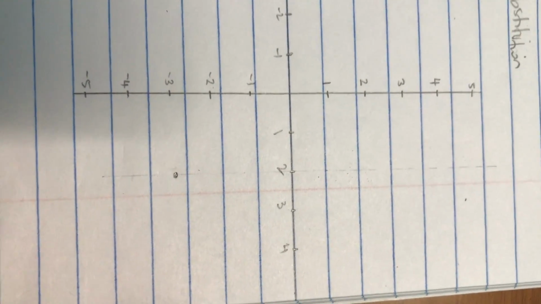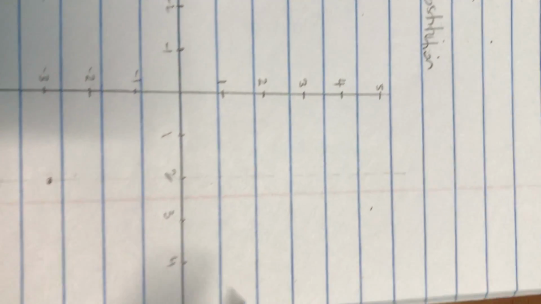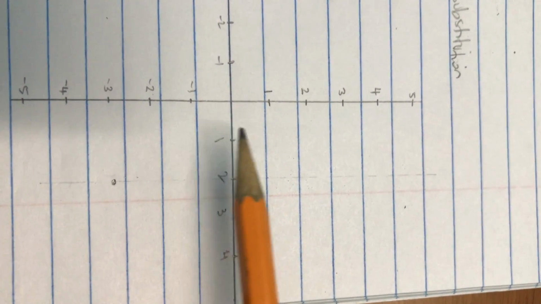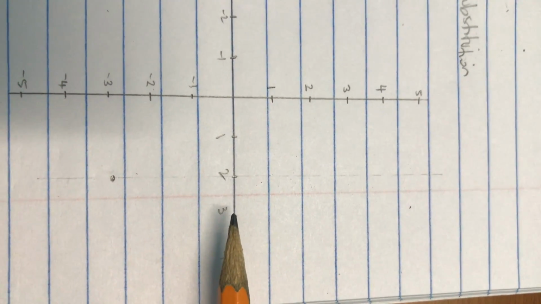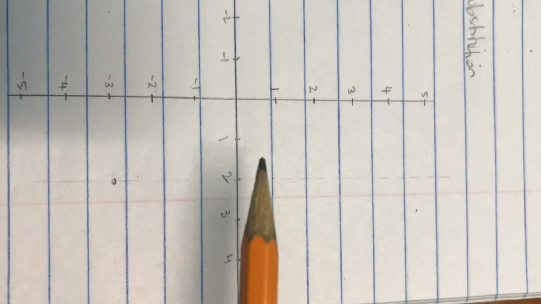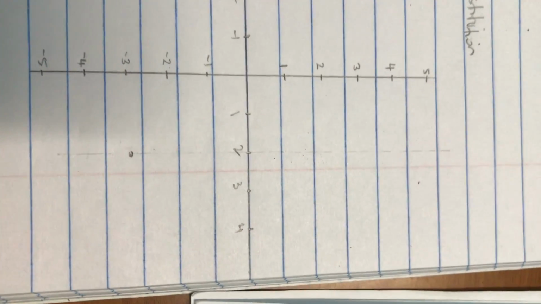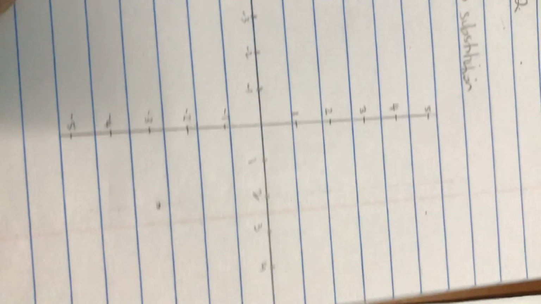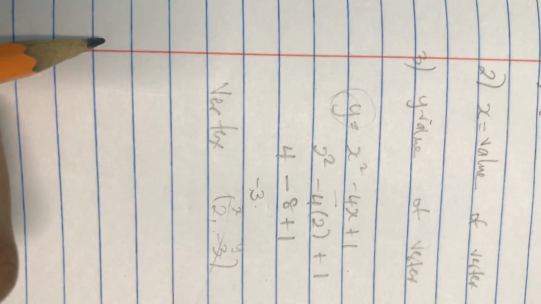For the first point, I'm going to choose an x value either greater than or less than the vertex and then substitute. So I'm going to choose a value at random. My vertex is at 2, so greater would be 3, 4, or less than the vertex would be 1, 0, -1. Okay, so I'll choose 4. All right, so I've chosen 4.